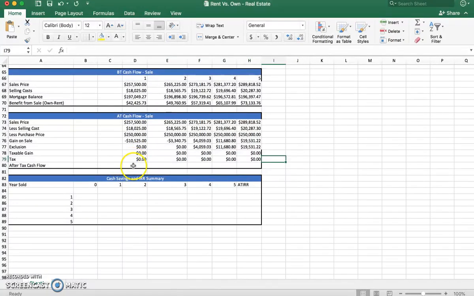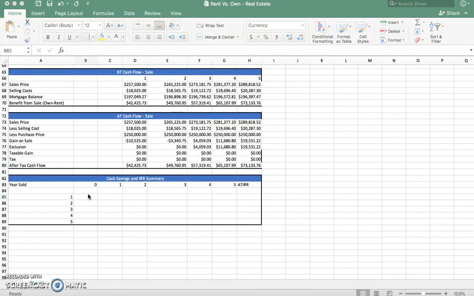Perfect. Alright, now the after-tax cash flow, that's going to be the benefit from sale in before-tax cash flow. That's this number right here. Alright, minus our taxes, which all happen to be 0. But if you were to go in and put in real numbers in this table, it would still work because the equations are now put in place.